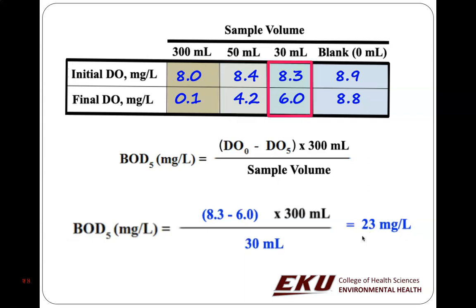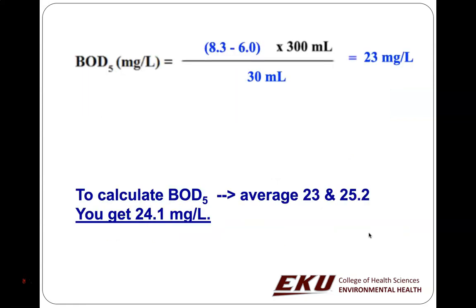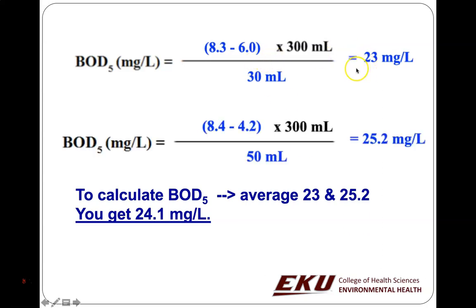5 days. Here we go with this one, 8.3 minus 6.0, so the oxygen changed by 3.3 milligrams per liter, so that's how much demand was in that bottle. This bottle had a 300 over 30 milliliter dilution, right? So 3.3 times 300 divided by 30 gives us 33. To calculate our BOD5, we can average the 33 that we just got and the 25.2 that we got in the other one, and then we can estimate our BOD5 to be 24.1.